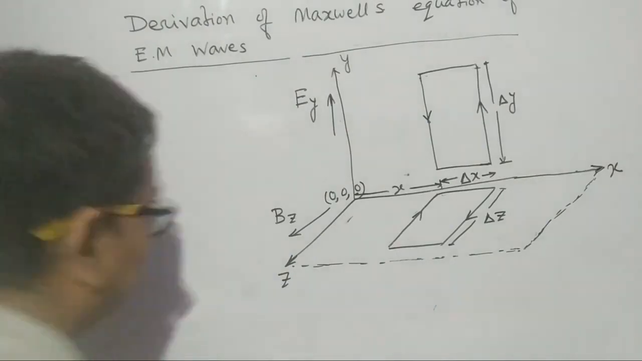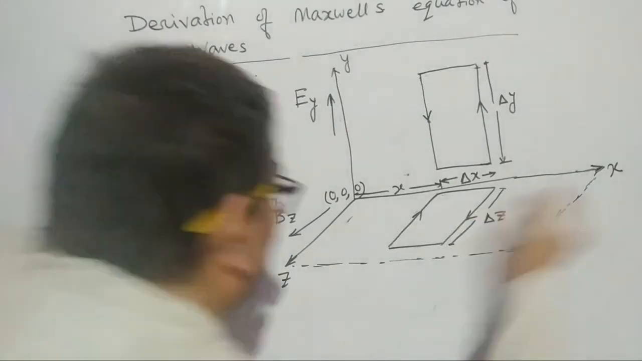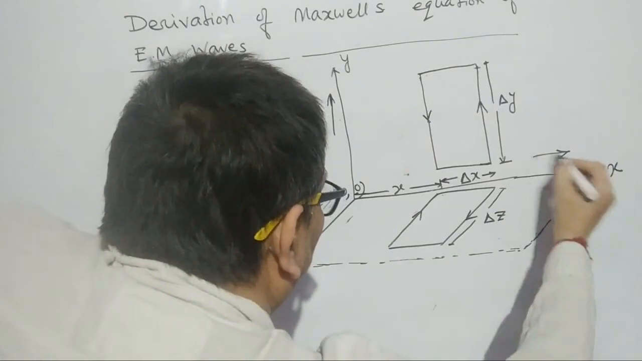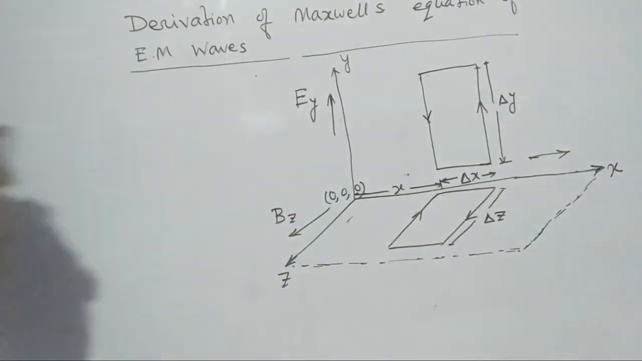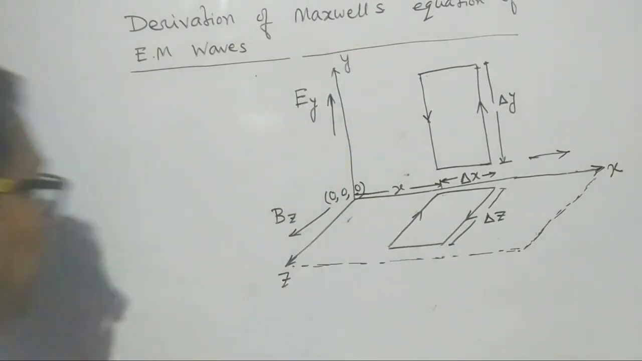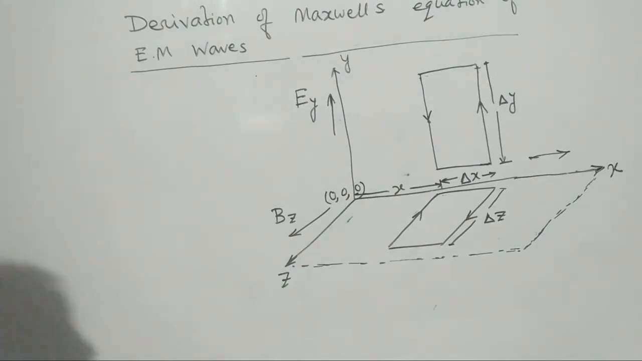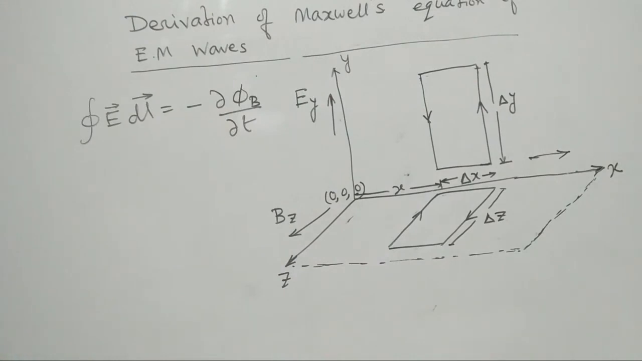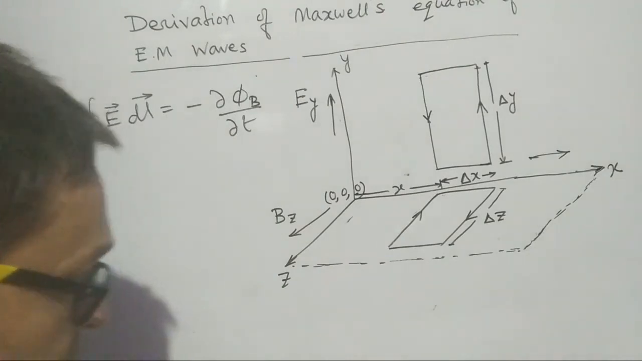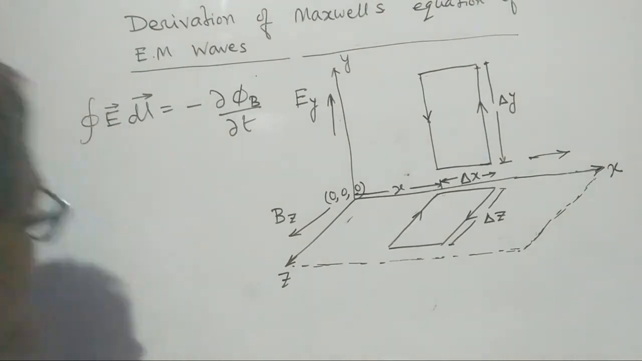Now watch it. This is the direction of propagation of the wave. We do not know what the velocity is, but in this direction the wave is basically propagating. And Ey, so y is the direction of electric field, and we have considered that z is the direction of the magnetic field. So first of all we are going to use this equation, E dot dl.